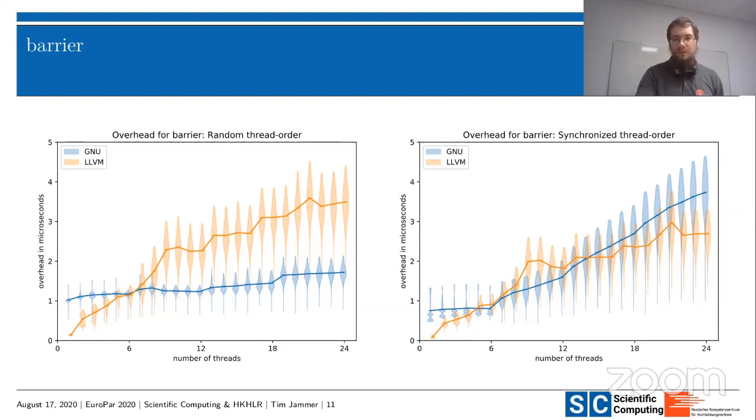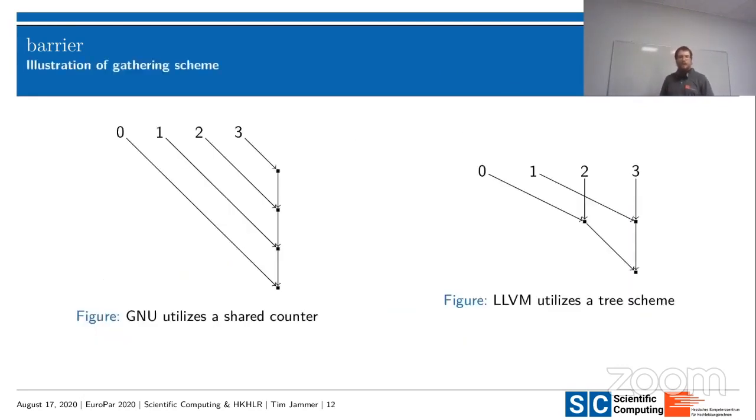We can see that the GNU implementation's overhead rises quite linearly, so I suspect there might be a linear scheme behind that. And you see that the LLVM implementation's overhead has a logarithmic curve, so I suspect there might be a logarithmic scheme behind that. So let's have a look at the scheme behind that, and indeed LLVM utilizes a tree-like scheme while GNU utilizes a single shared counter.